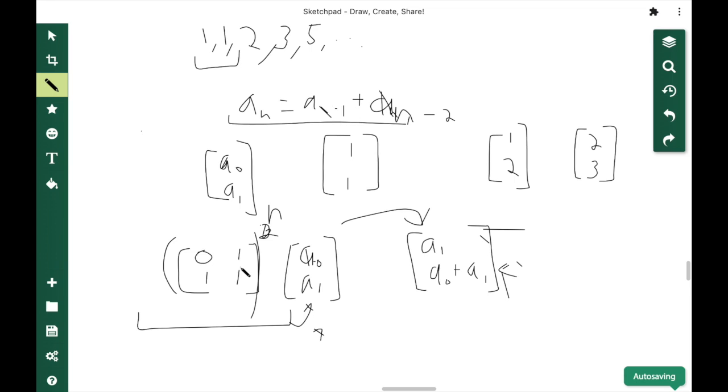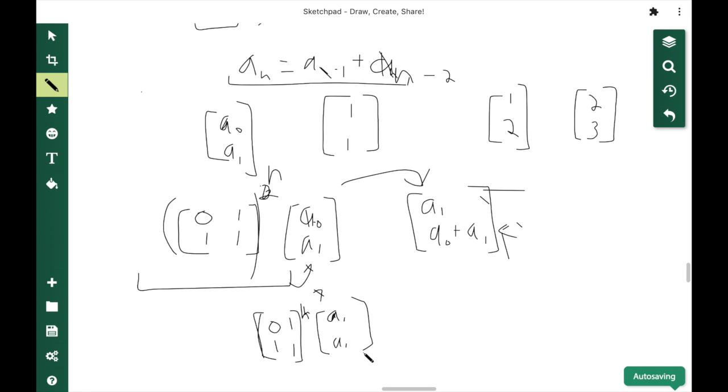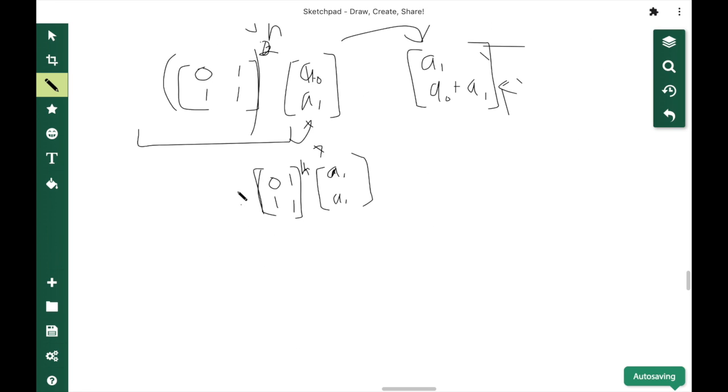0, 1, 1, 1. But now you might be wondering, if you're just multiplying this matrix n times, isn't that still O(n)? And you didn't really change anything, because you're doing the same thing as before. Well, you're right. But that's where you have to do another optimization, and that is fast exponentiation.